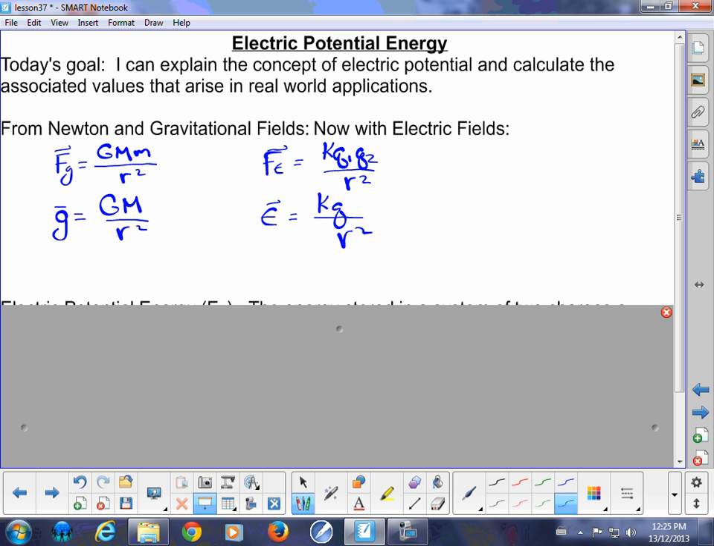So electric potential is very, very similar to gravitational potential. Gravitational potential energy, if you recall, was G m1 m2 over r. So you can kind of anticipate what our formula is going to look like with its counterpart, because each one ends up being somewhat related.